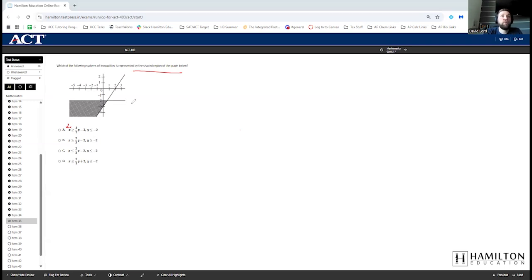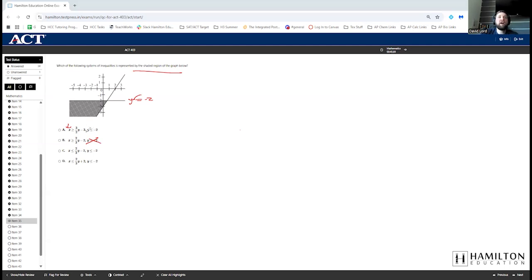Now let's look at the normal stuff. We have a horizontal line, which is y is -2, and we want beneath that, so it's going to be less than. So we're going to cross off that answer. Yay, good. So how about this one?